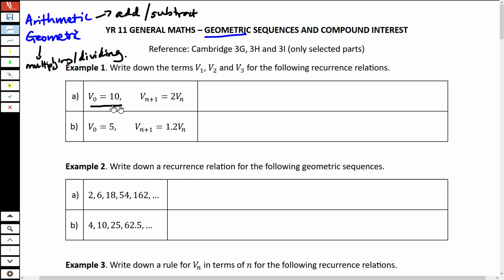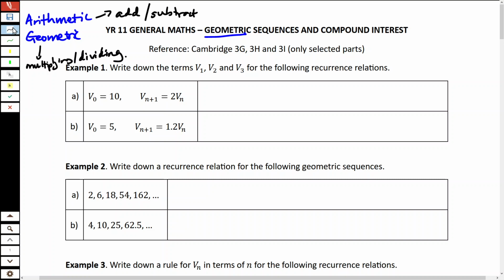This first equation says start the sequence at 10. The second equation says whenever I've got my current term Vn, to generate the next term Vn plus 1, I should take 2Vn, 2 times Vn. So what kind of sequence is this one? It's geometric because we're multiplying.